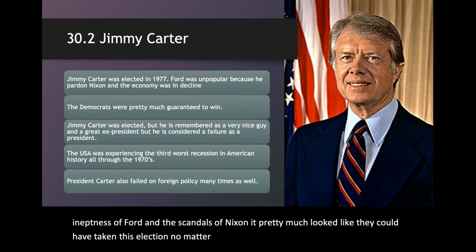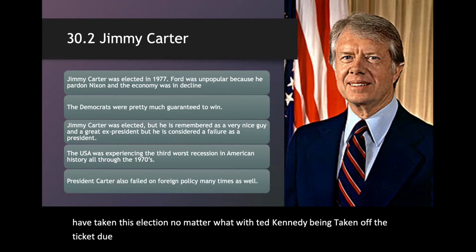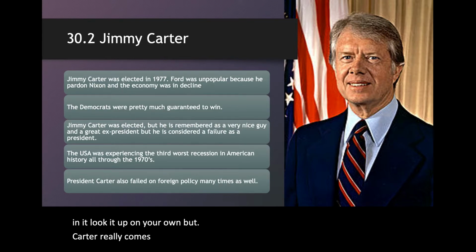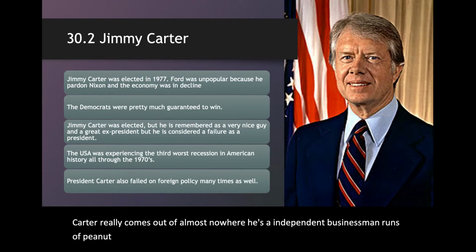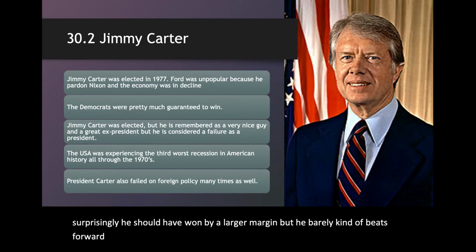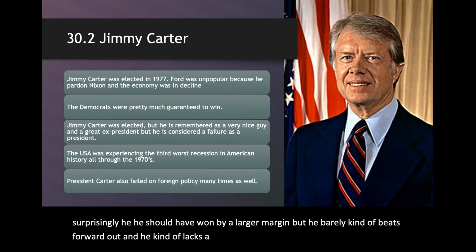And with Ted Kennedy being taken off the ticket due to some indiscretions and issues on his part, if you guys are interested in it, look it up on your own. But Carter really comes out of almost nowhere. He's an independent businessman, runs a peanut farm, and he's very quiet, very moralistic. So he actually wins, and surprisingly, he should have won by a larger margin, but he barely beats Ford out. And he kind of lacks a massive personality, a massive presence.